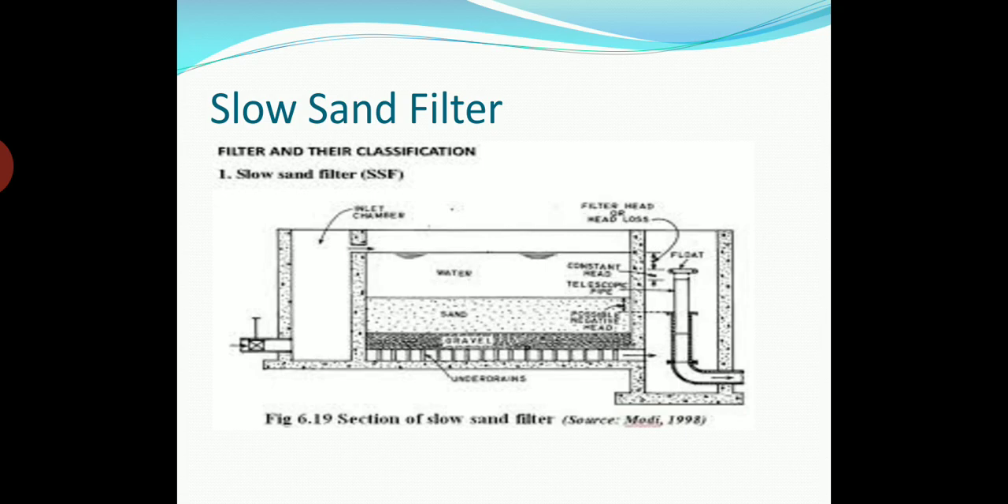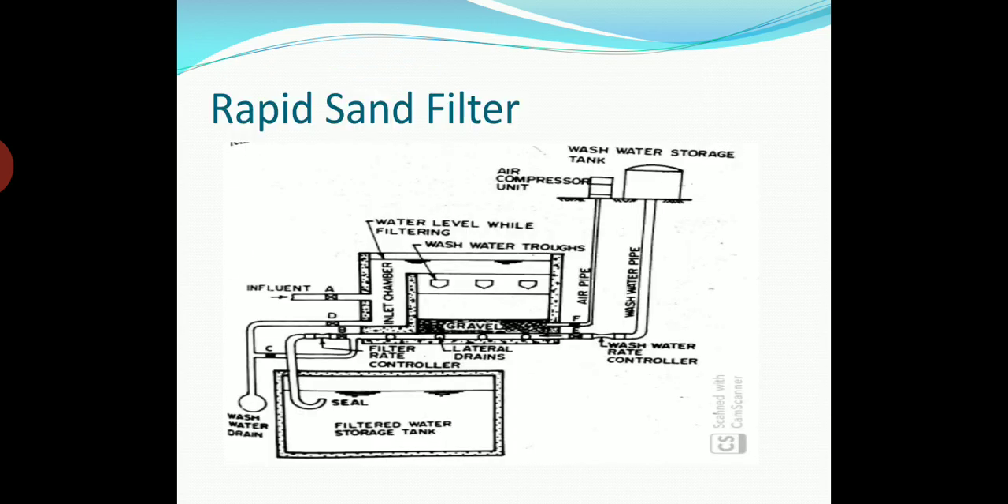So we are going to scrape the top surface of fine sand and remove all the impurities settled to a particular depth, and again replace the sand to some depth, and then allow the water to pass. That is the cleaning process in case of slow sand filter. Now we'll be seeing the rapid sand filter.